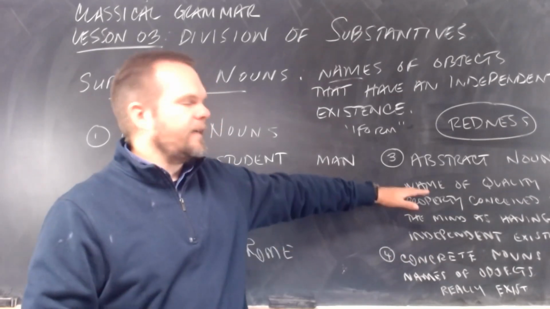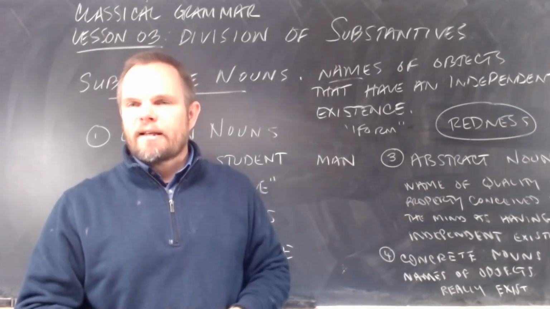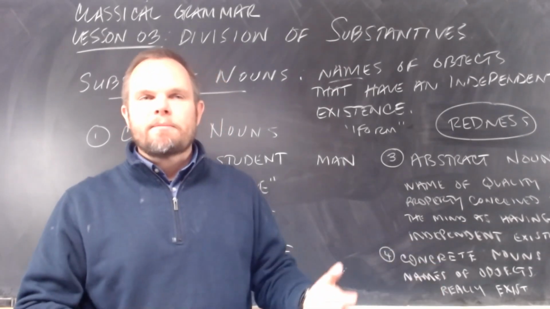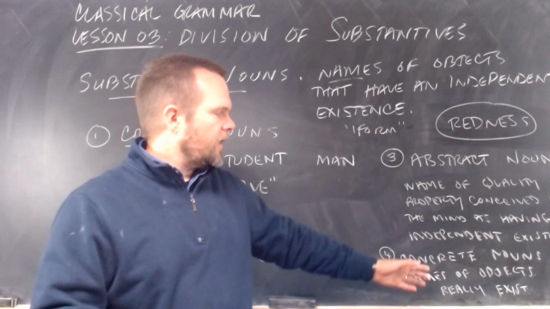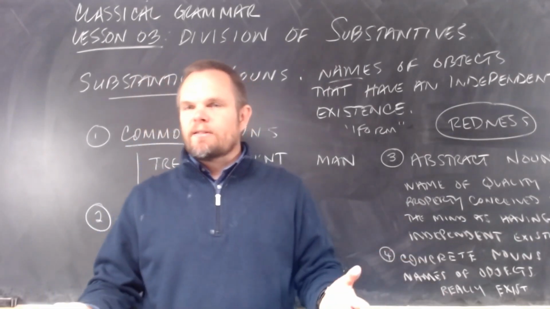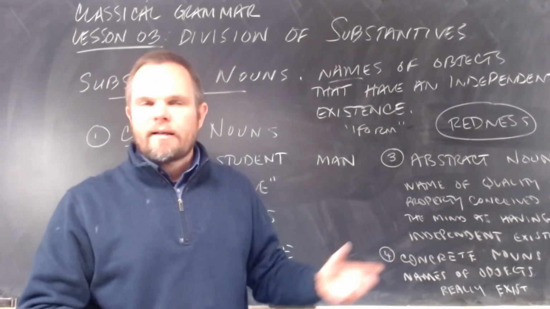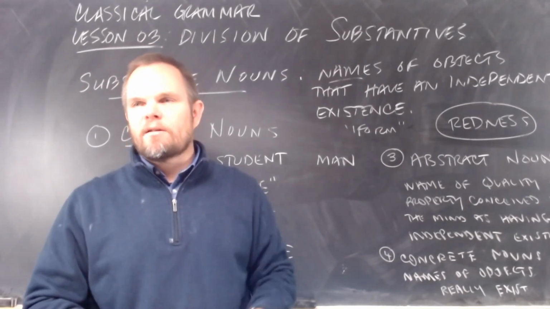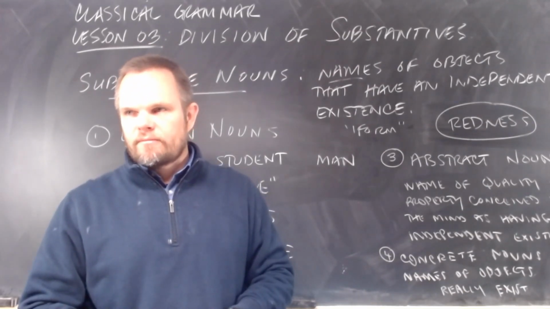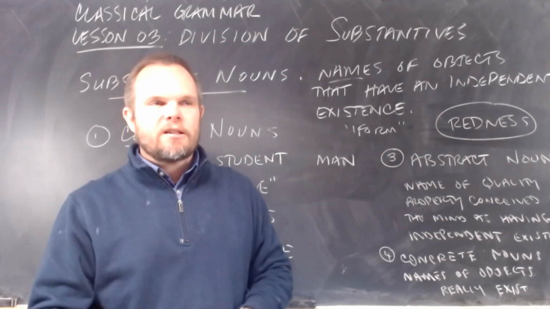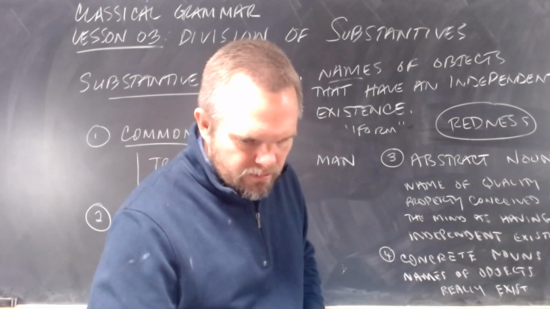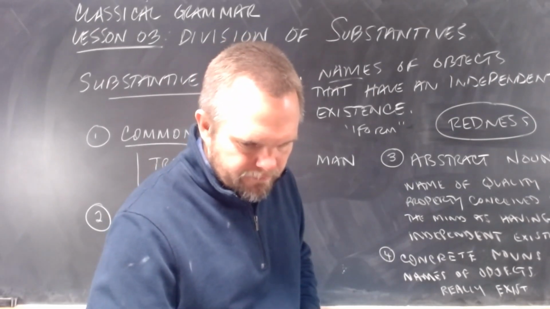So abstract nouns are not the names of things that are not real. Concrete nouns are not the names of things that are real. Concrete nouns are simply the names of things that are sensible, and abstract nouns are the names of things that are not in themselves sensible. Okay, not material, I should say. All right. Abstract and concrete.